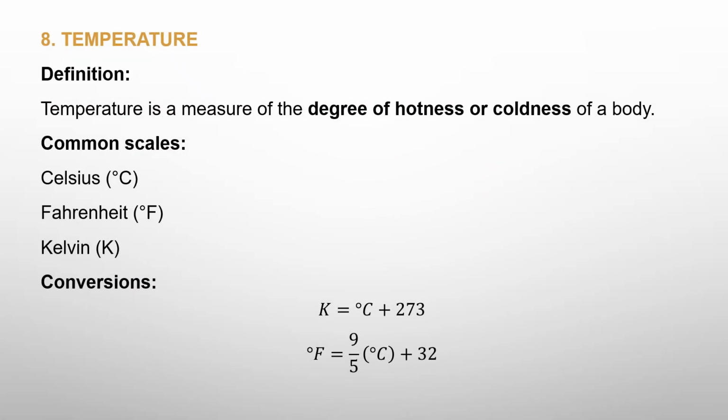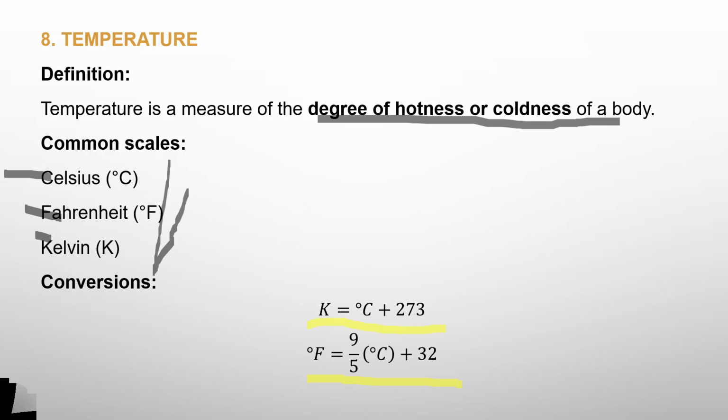Next is temperature. Temperature is a measure of the degree of hotness or coldness of a body. The common measuring scales include Celsius, Fahrenheit and Kelvin. The conversion formulas which are important for the exam are: Kelvin equals degree Celsius plus 273, and degree Fahrenheit equals 9 divided by 5 times degree Celsius plus 32.